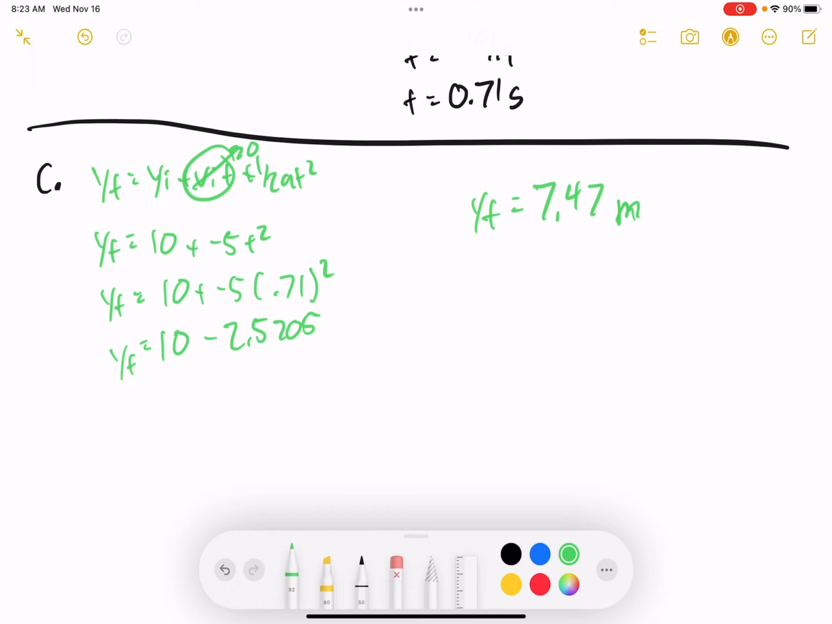So, oops. Let's go ahead and make that black.